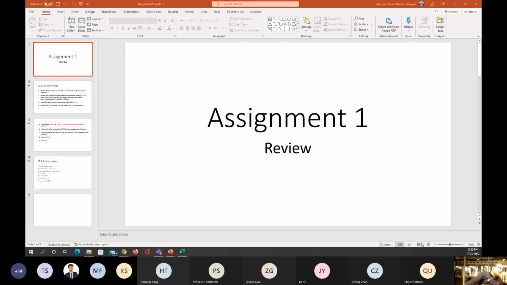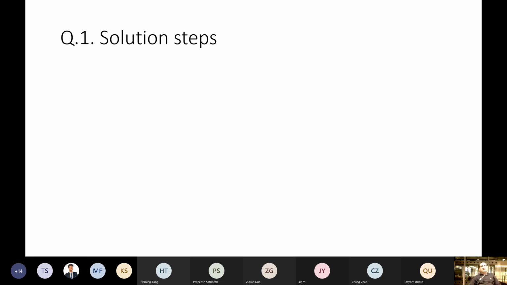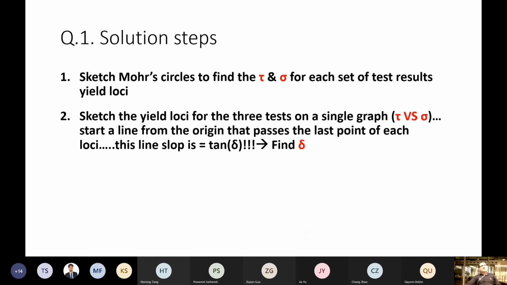And you will actually need to write down these steps of the solution. So for the question number 1 steps, you can write down these things as the steps of the solution even in your submission paper. So sketch the Morse circles to find the tau and the delta, or the sigma 1 and sigma 2 for each set of the test result yield locus.